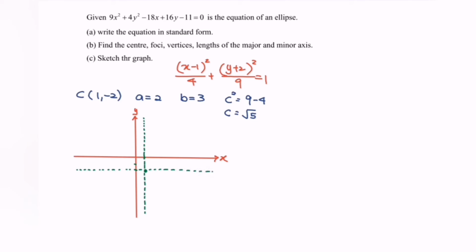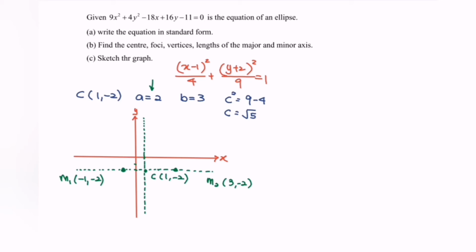Kindly refer to the center, 1, negative 2. By referring to the value a, which is the value for the x-axis, we move from the center left for 2 units and then right for 2 units. So here we have the minor vertices. The minor vertex, we name it negative 1, negative 2. Next, move 2 units towards the right, so here we have the other minor vertex, 3, negative 2.